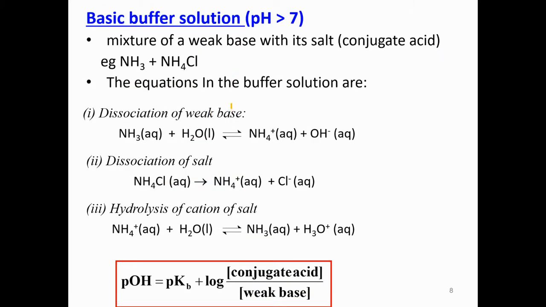The same goes for basic buffer solution. First, we have dissociation of the weak base. A weak base dissociates partially in water. And then we have the dissociation of the salt, which completely dissolves, so we have a single arrow only. How do we know whether this is a basic salt or acidic salt? Through the hydrolysis. To calculate pOH, we use pKb plus log conjugate acid over weak base.